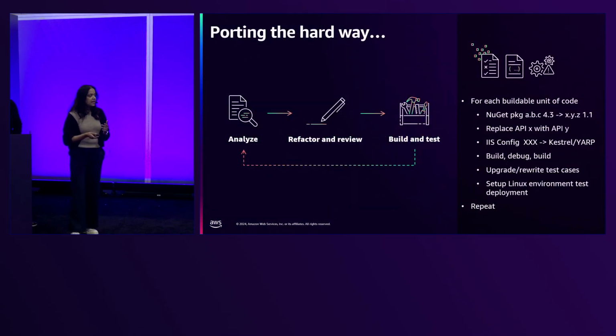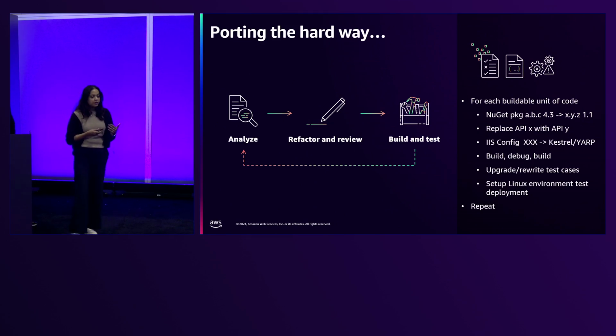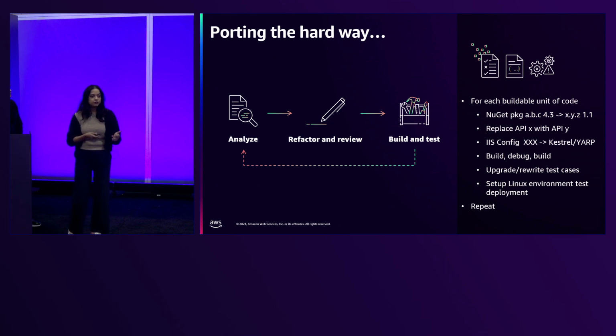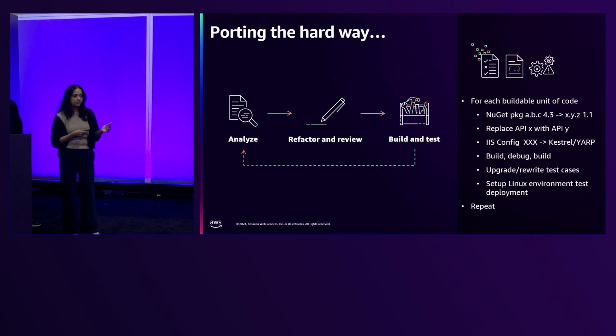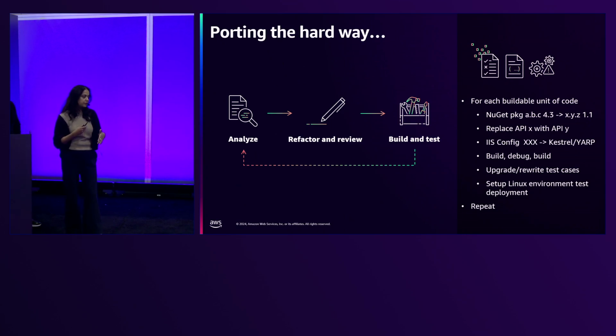So if you have to port your .NET application from an old .NET Framework to the latest .NET, what are some of the steps required? For each buildable unit of code, you have to identify the replacement package for the NuGet. Then for each NuGet package that you replaced, you need to identify and modify all the functions, like function signatures. Finally, you keep on building the application. You may end up with errors, then debug those errors, then build again to make sure it's buildable and can be taken to the next step.